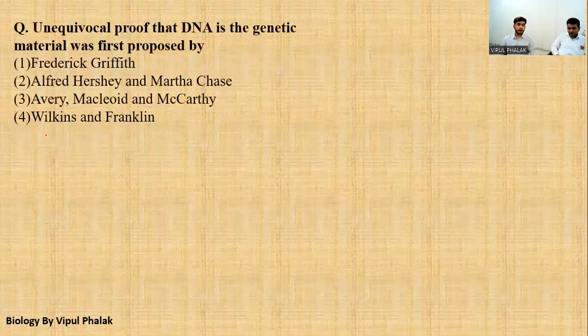Next question. An unequivocal proof that DNA is the genetic material was first proposed by. We will see unequivocal. The term unequivocal means leaving no doubts or completely explaining. So we know that Alfred Hershey and Martha Chase had conducted an experiment using bacteriophages and radioactive isotopes of sulfur and phosphorus. So second option is correct.